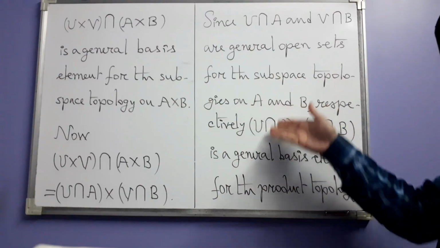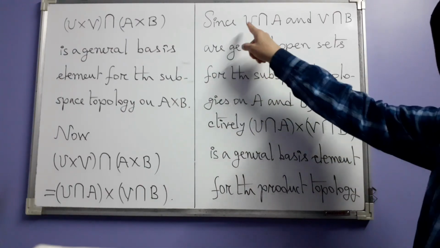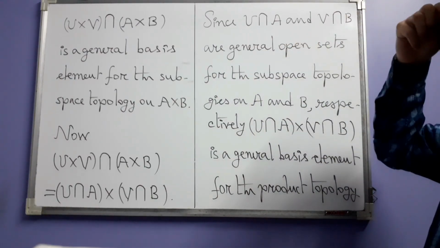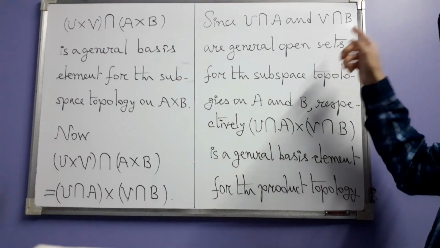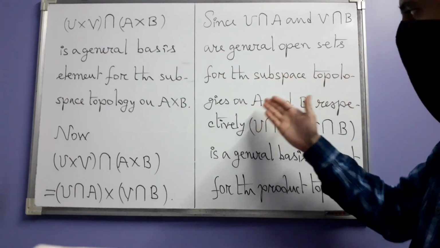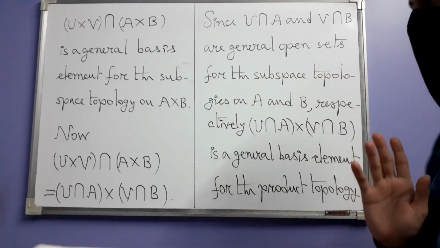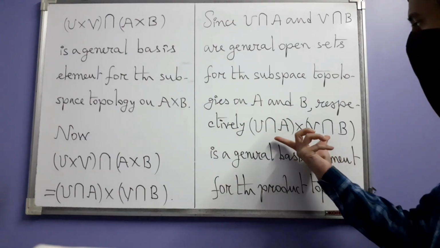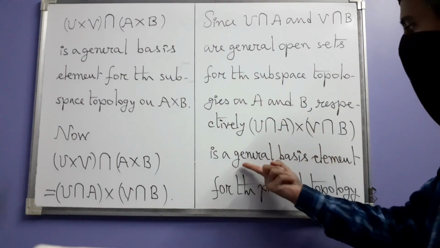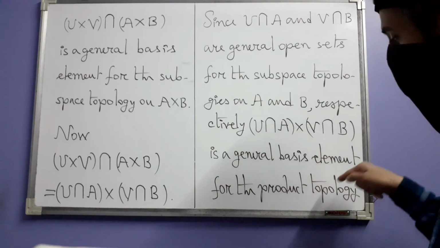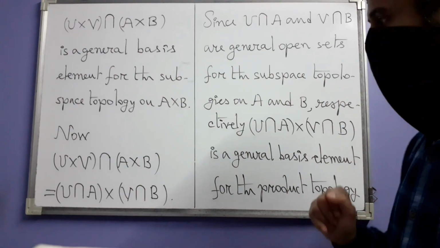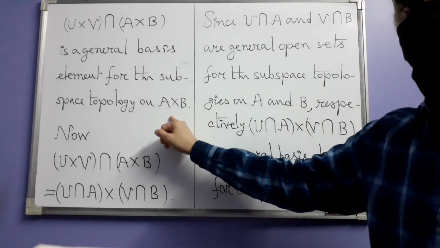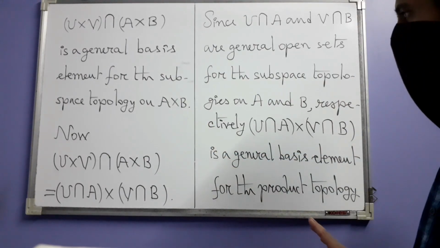So let me now read what I have written here. Since U intersection A and V intersection B are general open sets for the subspace topologies on A and B respectively, that is why this product is a general basis element for the product topology on A times B. I ran out of space here.